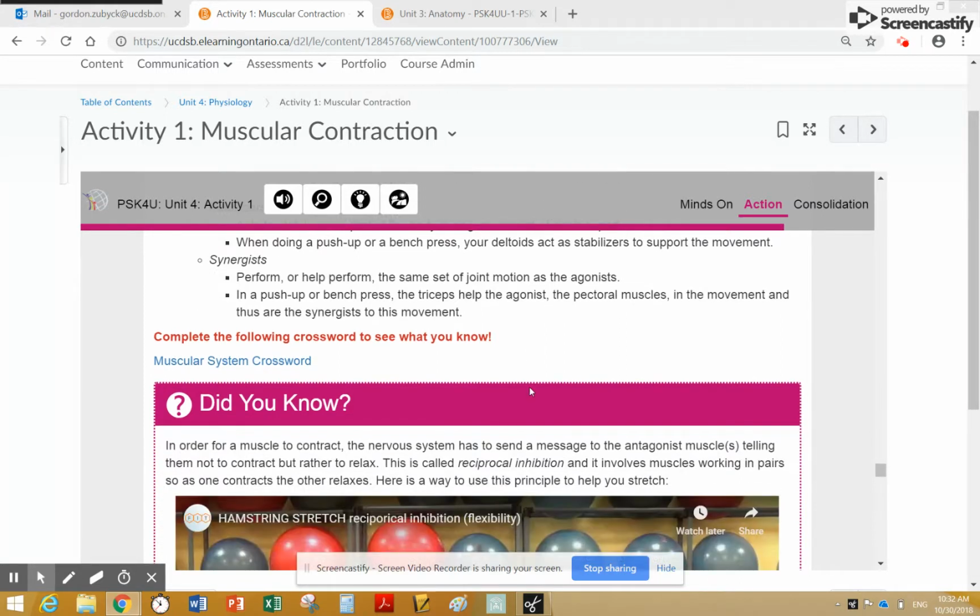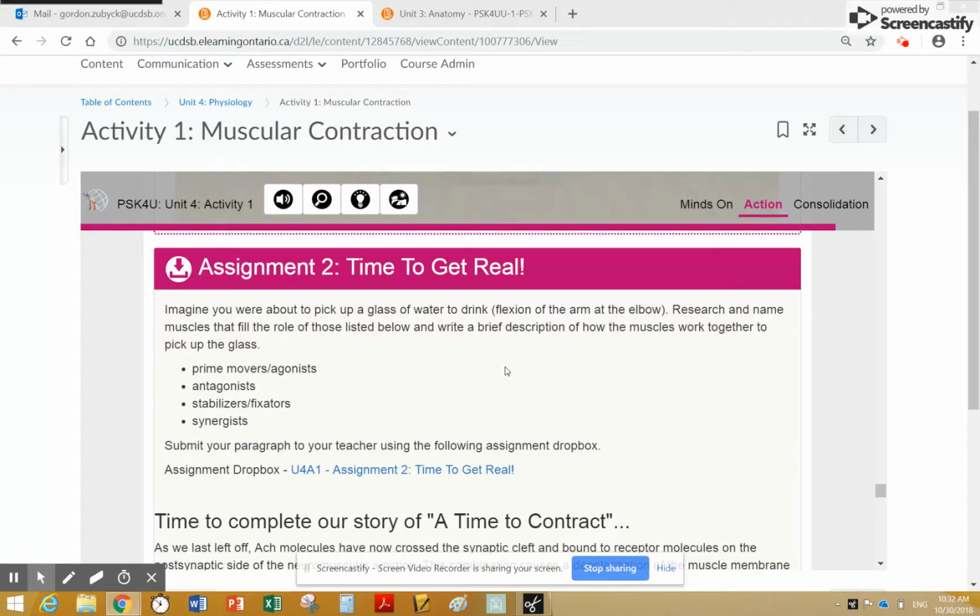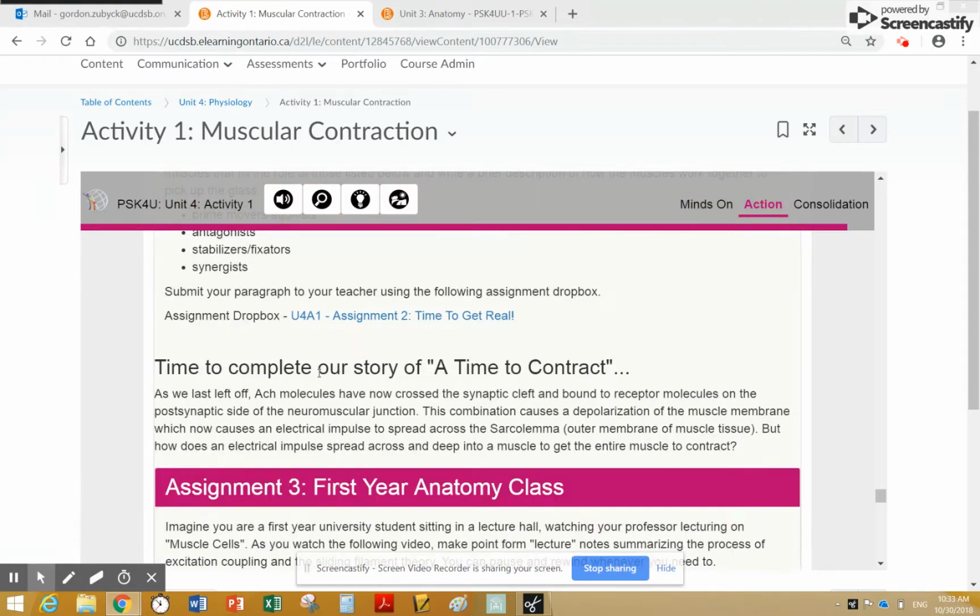So with that information, you can then go and try to complete this muscular system crossword for review. Following that, there's an assignment where you're going to talk about what's required in order to pick up this glass of water to drink. So you've got flexion of the arm at the elbow. You need to figure out what the prime movers and agonists are, what the antagonists are, what your stabilizers and fixators are doing, and what the synergists are doing. That'll be submitted to this assignment Dropbox right here.